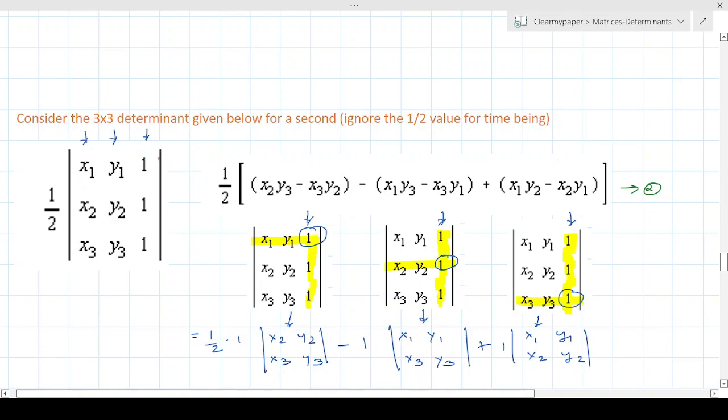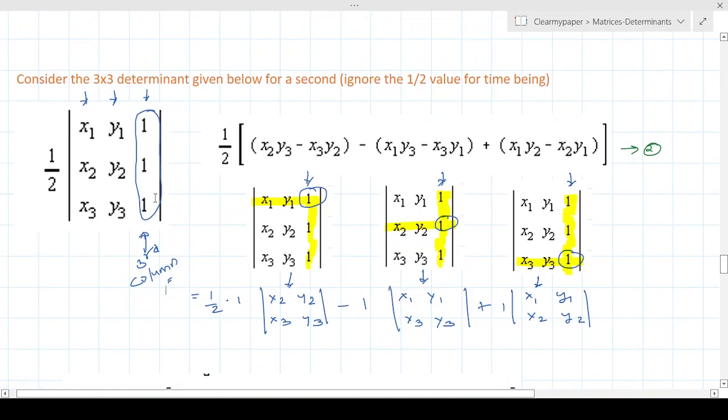This is what I'm going to use. Third column is this, this is the third column. I'm going to use this, and I'm going to find the determinant of this matrix, okay? It doesn't matter how you find it, I'm just going to use the third column. And this half, for the time being, you ignore it. We're going to carry it everywhere for the time being. So this half comes here.